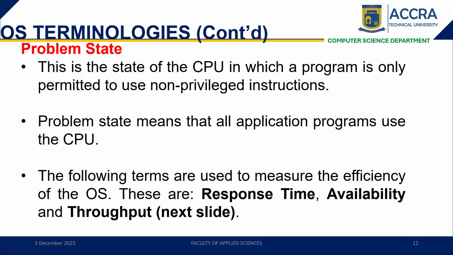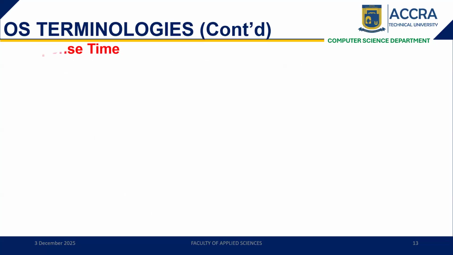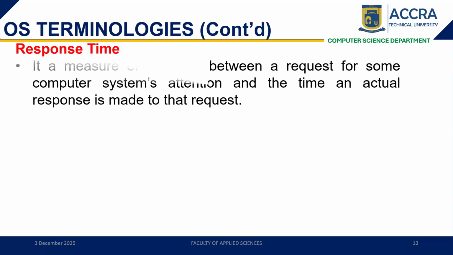So there are certain situations where the OS has to be measured in terms of efficiency. Every OS has a response time. Every OS has availability. Every operating system has throughput. We are going to look at the next slide to see what it means when you mention response time of an OS, availability of an OS, and throughput of an OS as well. So, response time.